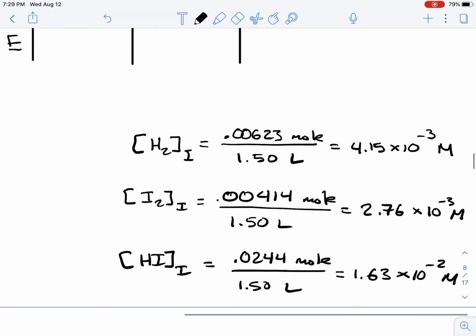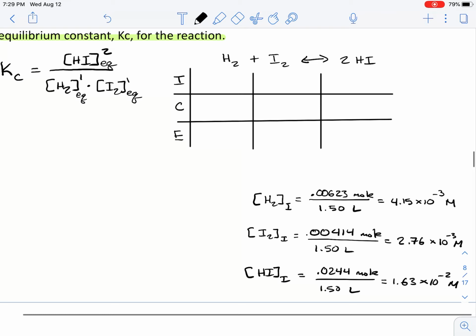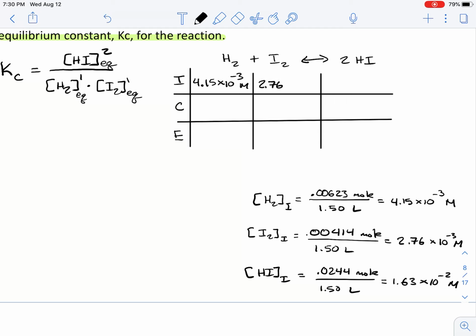Okay. So I went ahead and calculated the initial concentrations for each and every one of these substances, and I'm going to plug that into my ICE table. So here I'm going to put in 4.15 times 10 to the negative 3 molar. This is going to be 2.76 times 10 to the negative 3 molar. And this is going to be 1.63 times 10 to the negative 2 molar.